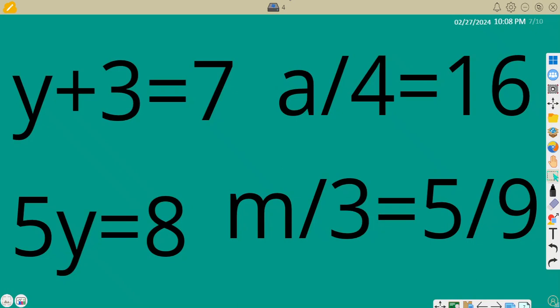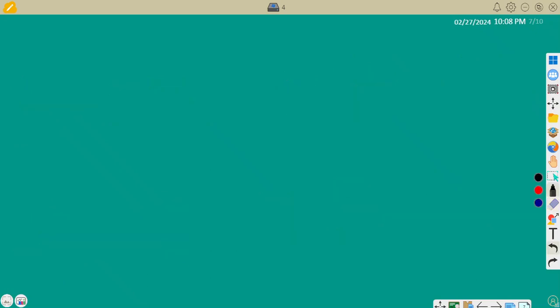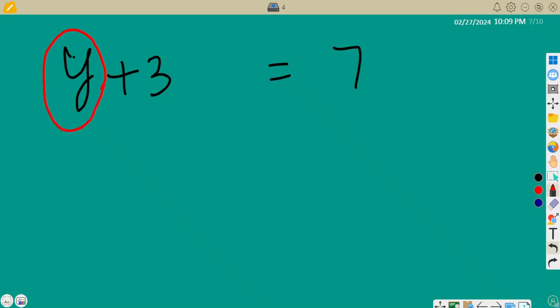So first of all, y plus 3 equal to 7. So what we'll do, we are to single out this variable y. So how to do it? It's a very simple method.